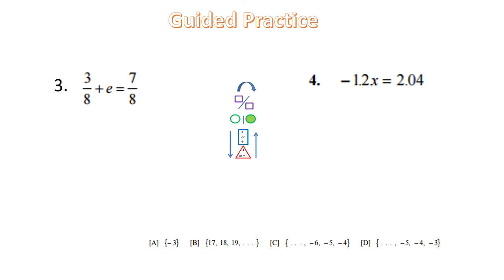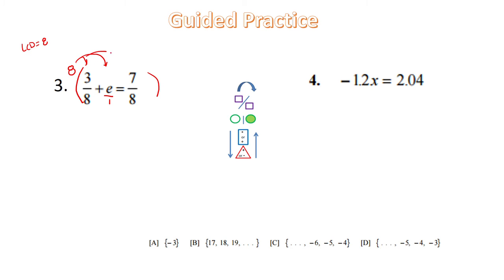So on number 3, we have 3/8 plus e equals 7/8. Now this plus sign means that e is not a part of this fraction. It's its own term. So the first step is to put all terms as a fraction. So we're going to put that e over 1. Okay? Next, we're going to figure out what the LCD is, which in this problem is going to be 8. So we're going to multiply everything in this problem by 8.